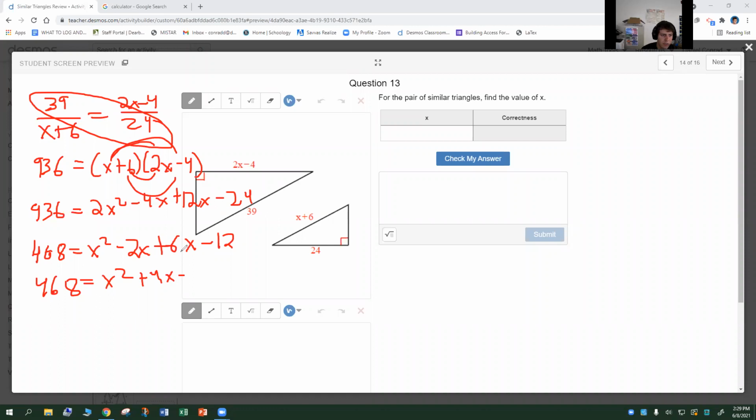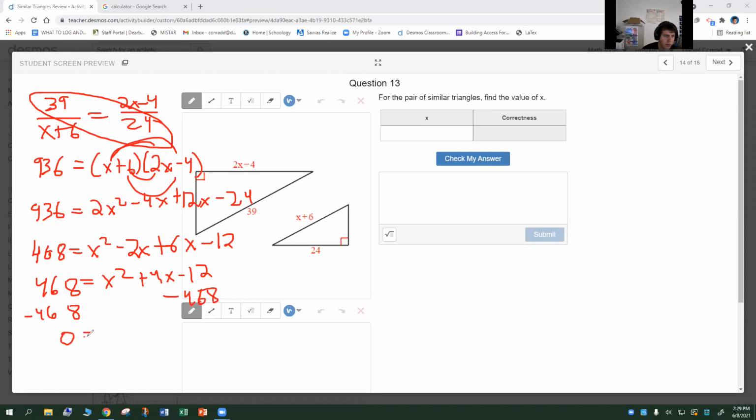Half of 12 was 6x. Okay, minus 12. We want to subtract 468 because we're going to want to factor this, and so we're going to want to find the zero. So we've got to set this equal to 0. So minus 468 from both sides.